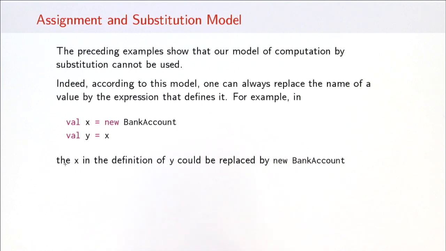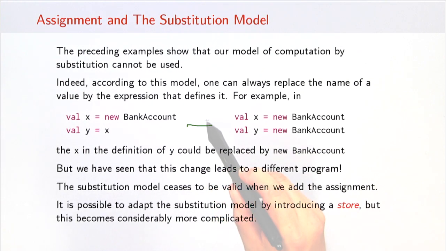Now, one thing the discussion so far shows is that our model of computation by substitution has become problematic, in fact, that it cannot be used. Indeed, if we apply the substitution model to our bank account example, then we can always replace the name of a value by the expression that defines it. So, for instance, if we have these two definitions, then by the substitution model, as we have seen, that rewrites in one step to the definitions on the right. So instead of the reference to x here, I take the right-hand side, new bank account.